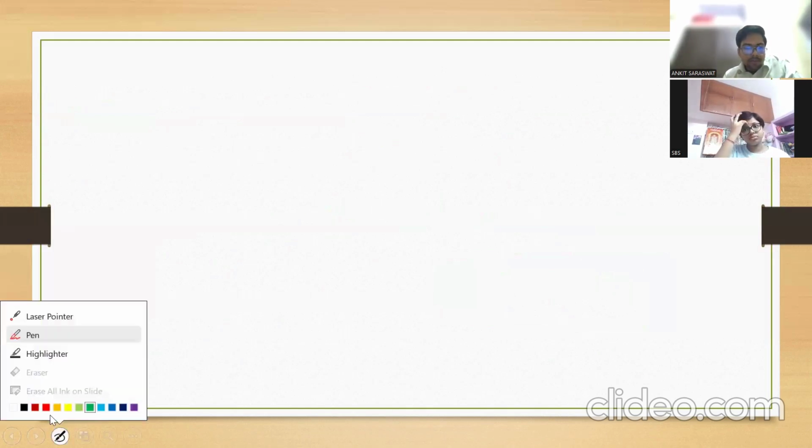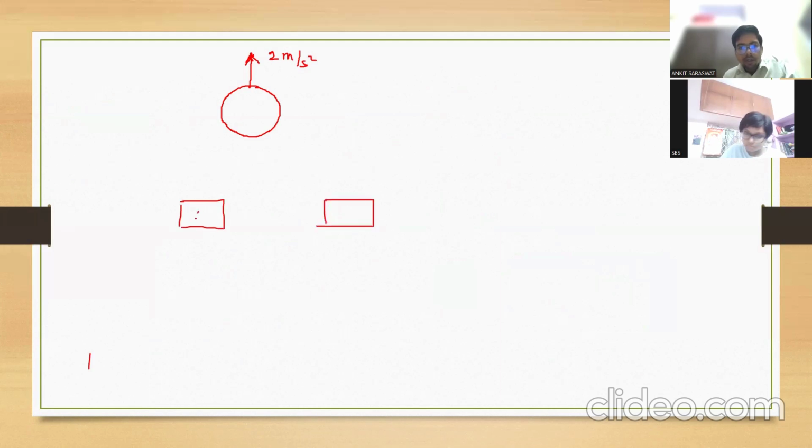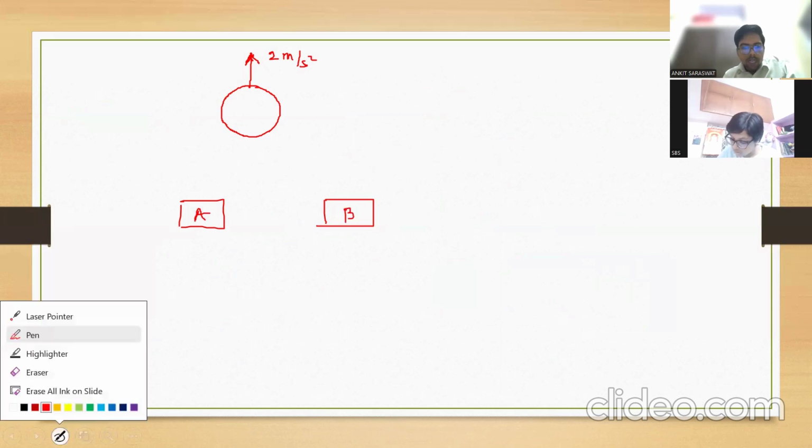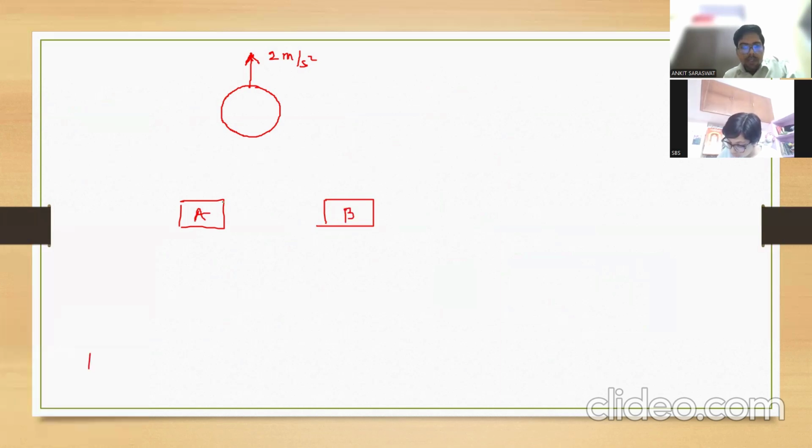And one more concept I will tell you. In the previous question, let us suppose this pulley is going up with 2 meter per second square, and these are the two blocks, block A and block B. I'm not giving the mass. And they are connected by the same string, like this string.